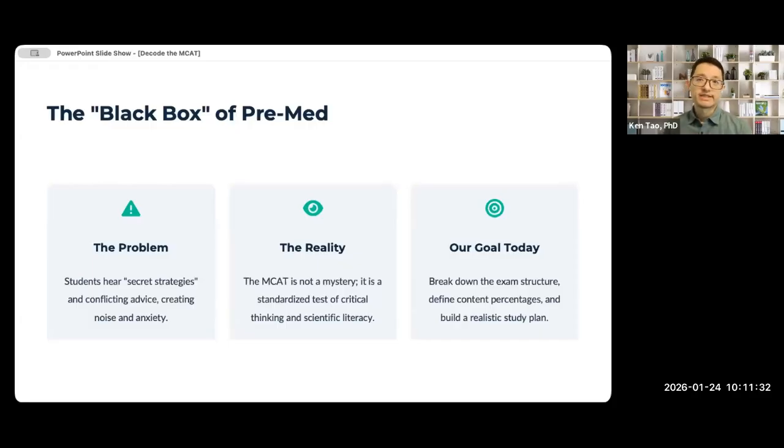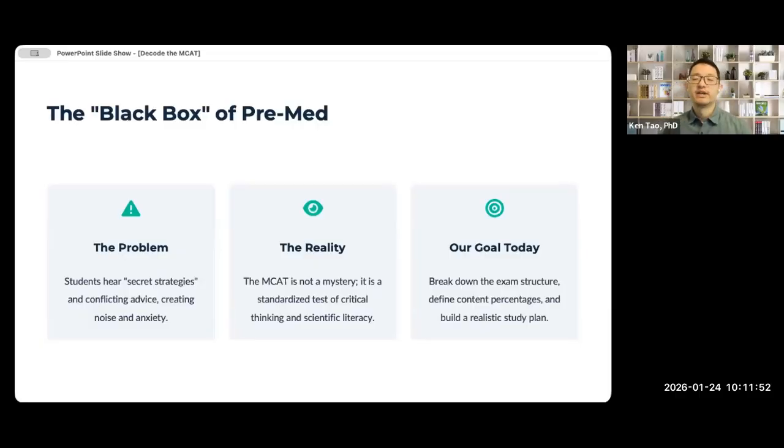The MCAT is a standardized exam, and it's created by the AAMC, which represents all of the allopathic or MD medical schools across the country. And because it's a standardized exam, all of the details that you need to know about the MCAT you can find online on the AAMC's website.